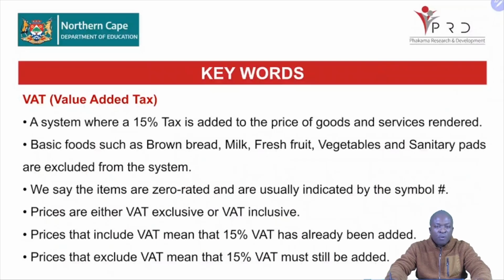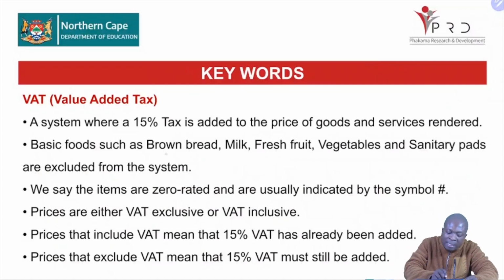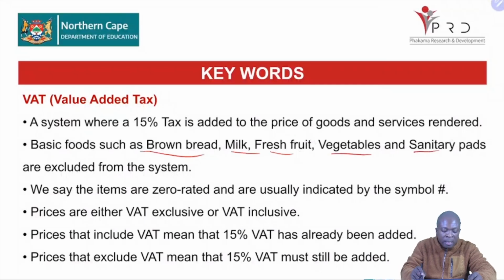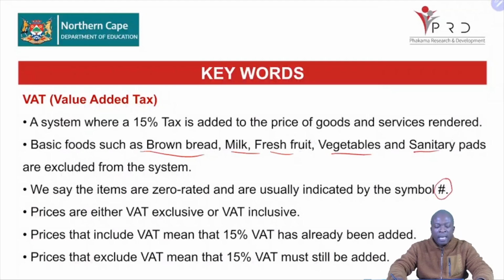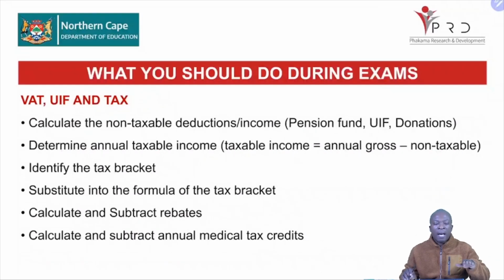Please remember, when we say VAT, it means value added tax. It is 15%. But take note that there are certain items such as brown bread, milk, fresh fruit, vegetables, sanitary pads. They are all excluded from the calculation of VAT, meaning they are zero rated, meaning you don't pay tax on them. Usually, when you get a slip, any item that is zero rated, we show it with a hashtag sign. So you as the candidate, I want you to be comfortable knowing how VAT is calculated, and how VAT exclusive and VAT inclusive are calculated.